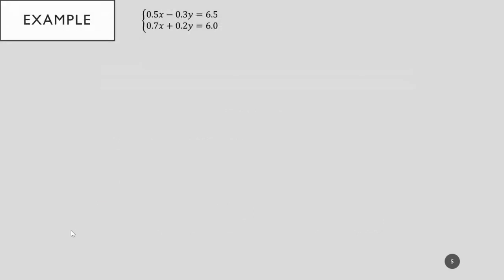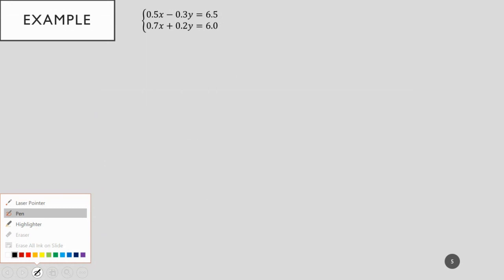So I have an example here, and I picked one with decimals because there's a nice little trick about decimals. I usually do the elimination process, or I don't do the process twice, but I multiply them twice, just first to eliminate decimals and then to do the elimination process. So we have here 0.5x minus 0.3y equals 6.5, and then 0.7x plus 0.2y equals 6.